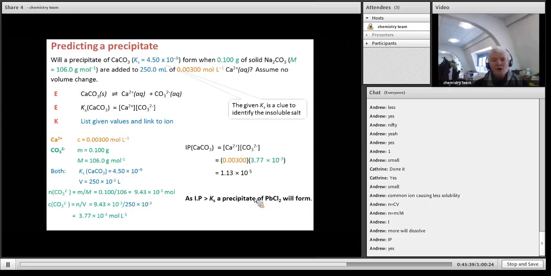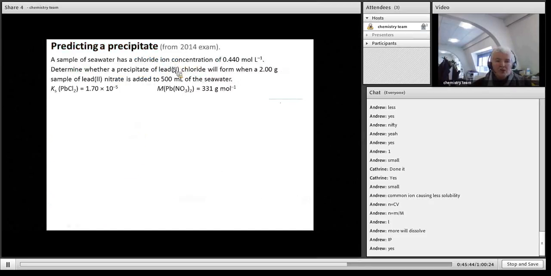Okay. Right, here's another one, and this is from last year's exam. A sample of seawater has a chloride ion concentration of that much. Okay, so you know the chloride ion's concentration. Determine whether a precipitate of lead chloride, and you go, aha, that's my equation I've got to use, will form when a 2 gram sample of lead nitrate is added.